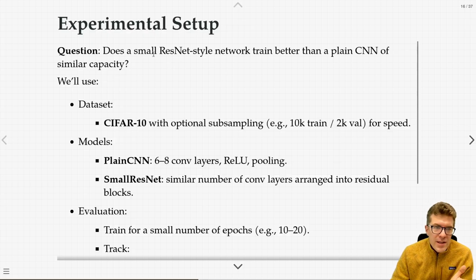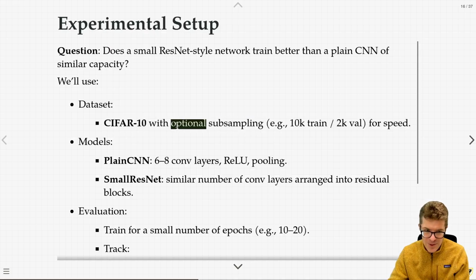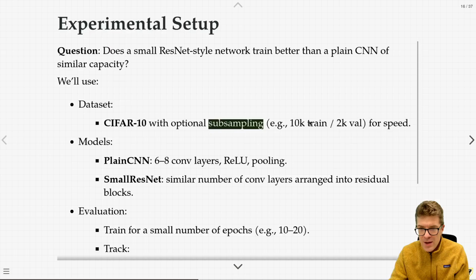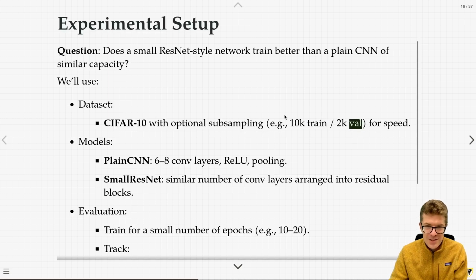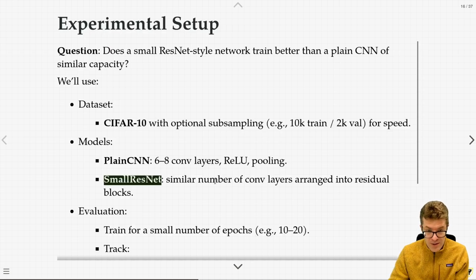So we want to see if a small ResNet-style neural network will actually train better than a plain CNN of similar capacity. Okay, so we're going to go back to CIFAR-10 with some sampling. It's not optional for us, but we're going to do a subsampling. So we're going to have a small training set, small validation set, just so that I can compile my slides, because everything is happening in my slides. Whenever you see Python, it's actually running, as I've mentioned several times, because I think it's super cool. We're going to have 6 to 8 convolutional layers, ReLU, and pooling, like we've talked about previously. And we'll have a small ResNet, a similar number of convolutional layers arranged in residual blocks.